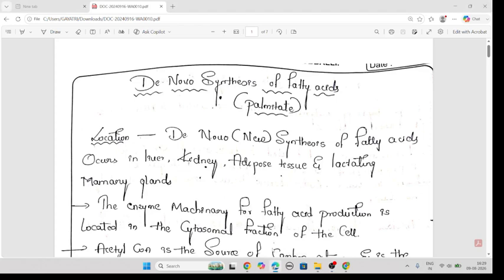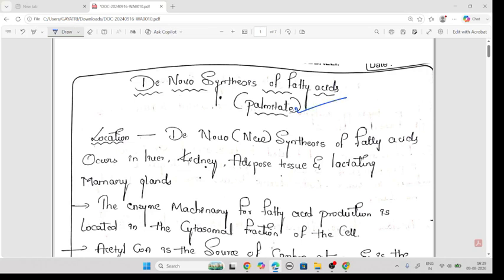So we're going to see some of the important topics of our biochemistry subject. An important one is de novo synthesis of fatty acids. There are so many fatty acids, and for your syllabus they have given palmitate as one example of a fatty acid that you are going to synthesize now.